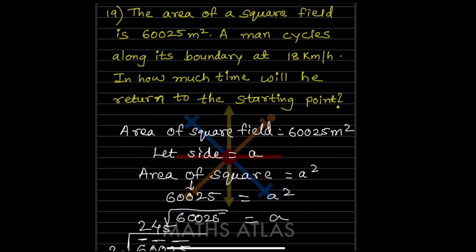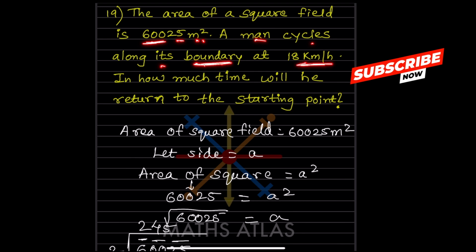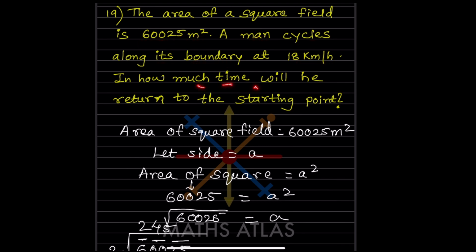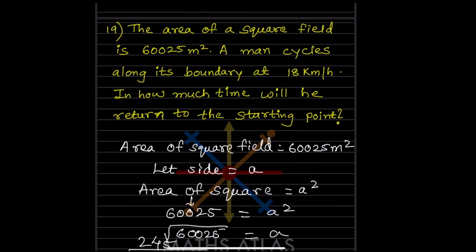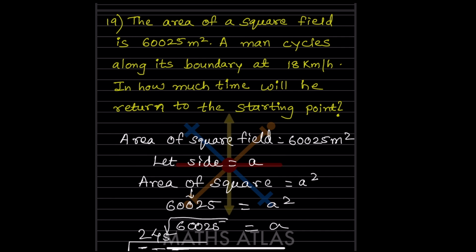Now let us see how to do this problem. The area of a square field is 60025 meters square, and a man cycles along its boundary at 18 km per hour. In how much time will he return to the starting point? So now the area of a square field is given. So now let us write the given thing, that is the area of the square field, that I have already written over here. Then you know the formula for the area of a square field, it is going to be side square. So let the side be A. You can also write S, I have just written here A. So now you know the formula for the area of a square.